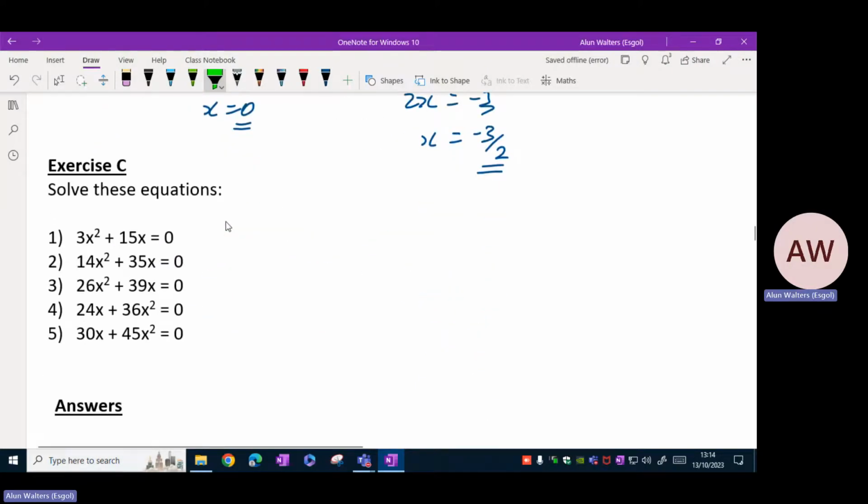There they are. So factorize the expressions on the left, and then make what's outside the bracket equal to naught, and what's inside the bracket equal to naught, and it should produce two values for x. Okay, so pause the screen, give yourself some time to try that.